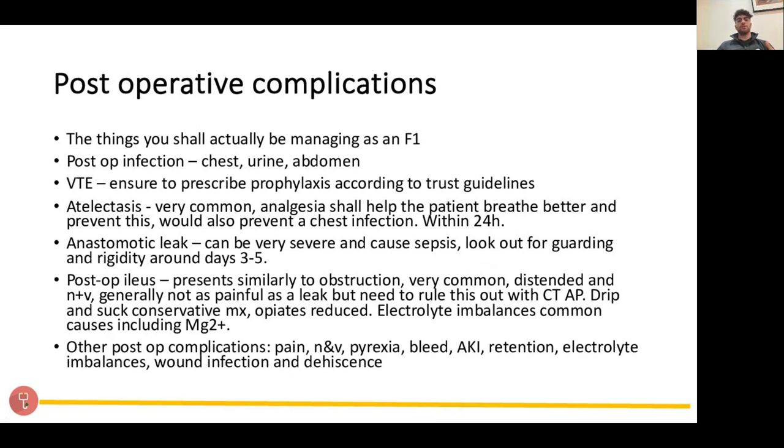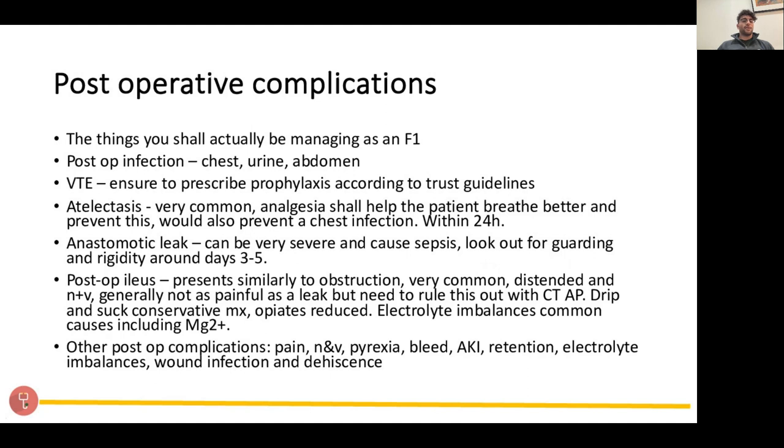If you were given analgesia, you might not necessarily feel this pain. You can take deeper breaths in, expand the lungs, and prevent an atelectasis. Atelectasis can also cause a chest infection, given the buildup of secretions and the lack of movement of fluid around. Any form of stasis will cause this.